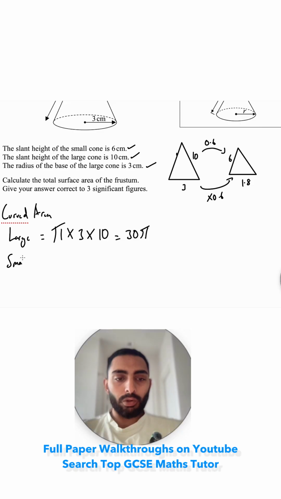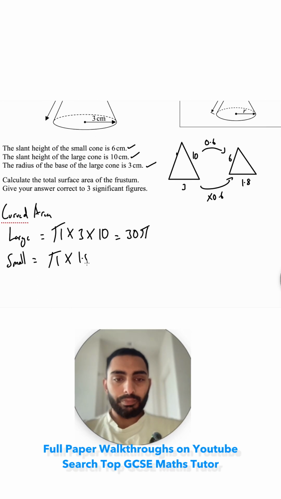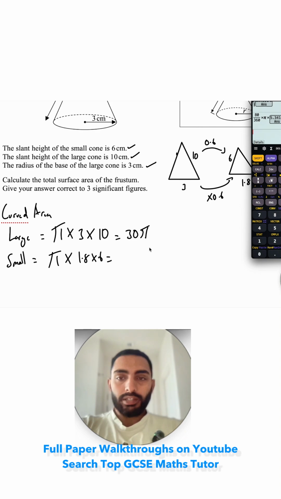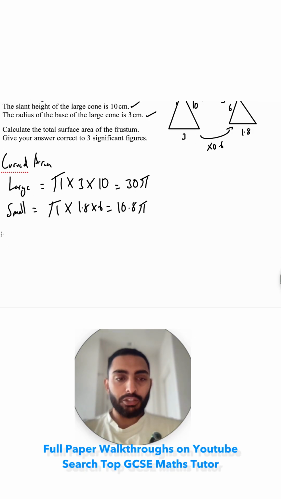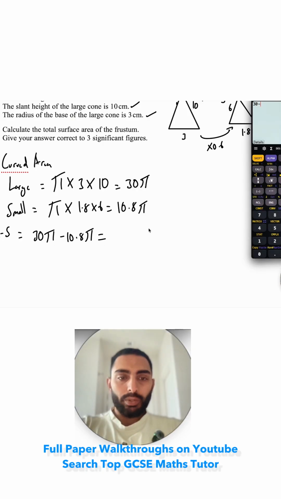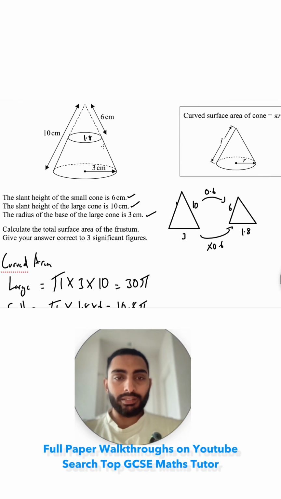Do the same thing with the small one. I've got pi multiplied by 1.8 multiplied by 6. 6 times 1.8 is 10.8, so I have 10.8 pi. So the curved part, large minus the small, is equal to 30 pi minus 10.8 pi. 30 take away 10.8 is 19.2, so 19.2 pi. That's telling me that this curved part is 19.2 pi.